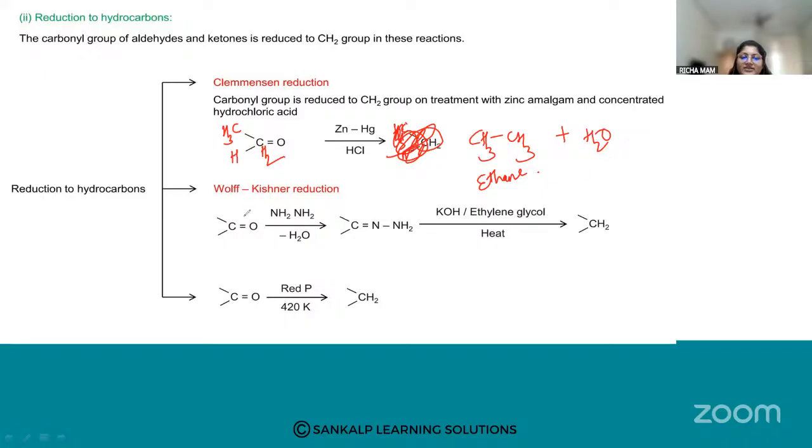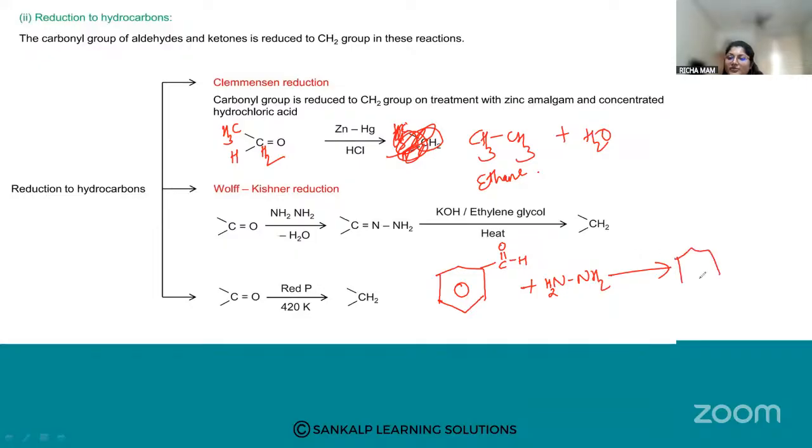Then next, Wolff-Kishner reduction. Let me take benzaldehyde, with a double bond to O and H. Benzaldehyde in the presence of hydrazine, NH2 NH2, you are going to heat it.